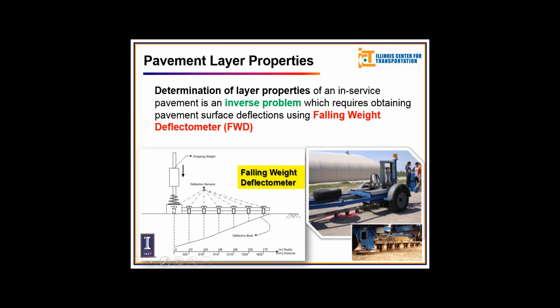What a falling weight deflectometer does is drop a weight on the pavement surface, and there are a couple of deflection sensors installed at various offsets from the center of the loading plate. These sensors measure the deflection of the pavement once the load is dropped on the pavement surface. And from those deflection measurements, the layer properties, as in the layer moduli values, can be determined through a back calculation problem, which is basically an inverse problem.